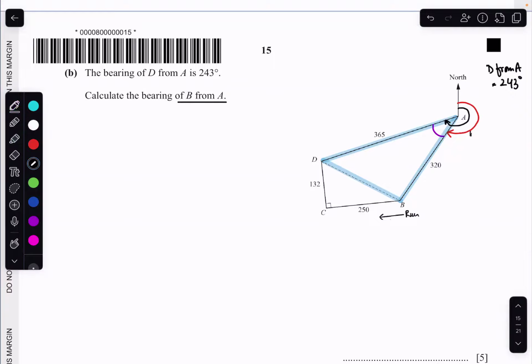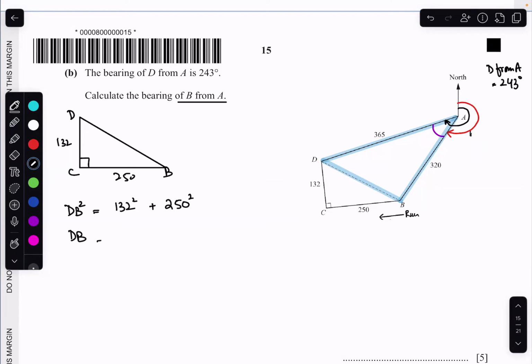Exactly. Because we have this right angle triangle, which is DCB, with 132 given and 250 given, I can figure out dB. So dB squared is 132 squared plus 250 squared. Pythagoras theorem. So dB is equal to the square root of these two.